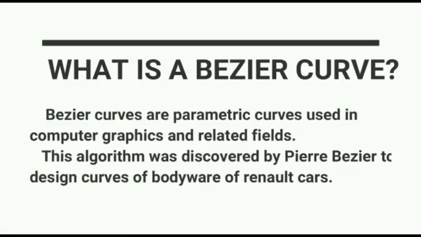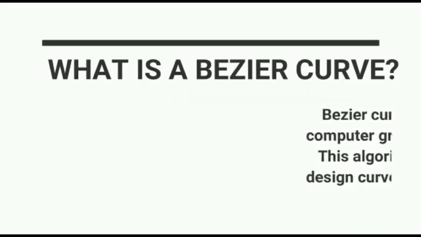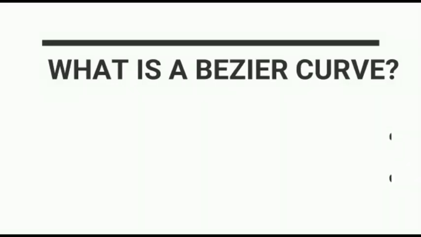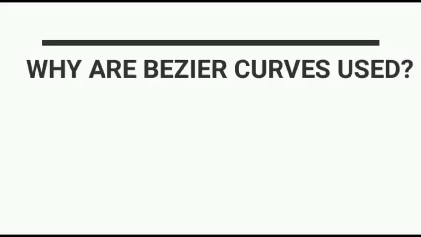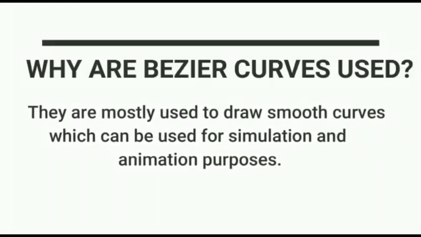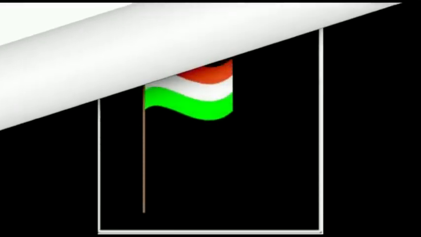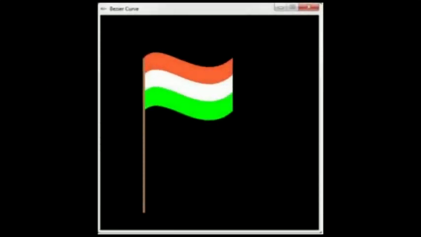This algorithm was discovered by Pierre Bezier to design curves for the body work of Renault cars. It is useful for the curves of Renault cars. Basically, we are using it for curves. Now, why does it have to be used for curves? They are mostly used to draw smooth curves, which can be used for simulation and animation purposes. Due to this speciality, the Bezier curve has been introduced.